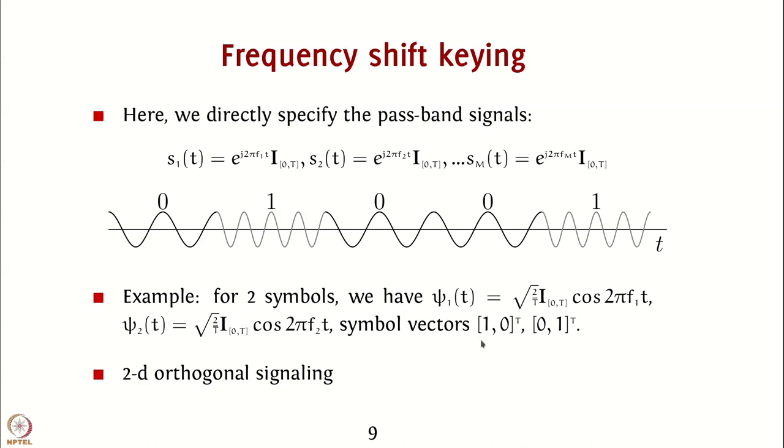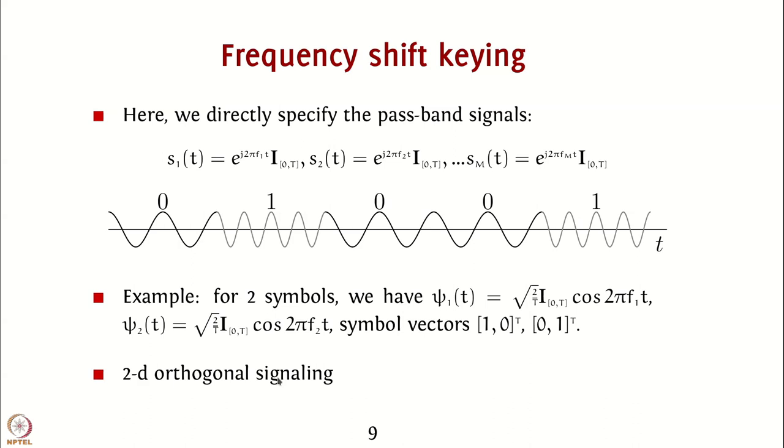This means that the signals which are actually being sent are proportional to 1 0 or 0 1, because you are either sending psi 1 or psi 2 with, of course, some appropriate scaling, but this corresponds to orthogonal signaling because you are either sending 1 0 or 0 1, which corresponds to sending psi 1 for that duration or psi 2. So this is an example of two-dimensional orthogonal signaling, and there are various trade-offs that are associated with this that we will look at when we look closely at the demodulation of the frequency shift keyed symbols.